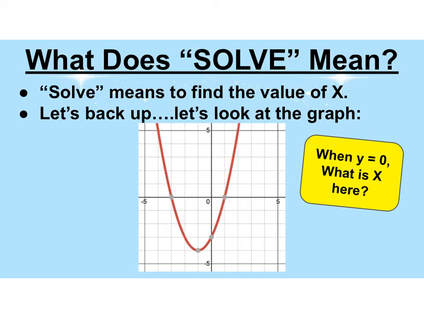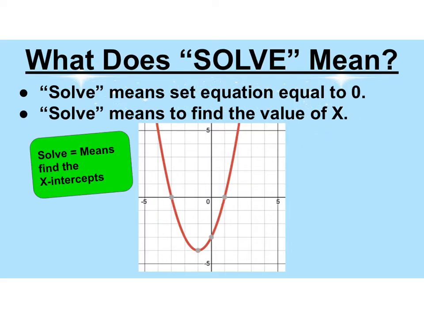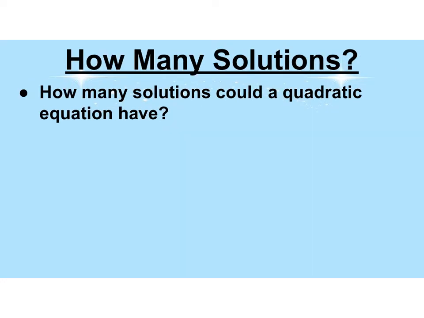So solving means we're trying to find the value of x when y is 0. So when y is 0, what is x? Well, when y is 0, that means we're looking at the x-intercepts. We know that those are also called the roots. So I can see an x-intercept right there at 1, and I can see another one there at negative 3. Negative 3 and 1 are the answers to this quadratic equation. When you're asked to solve, that means what are the x-intercepts?